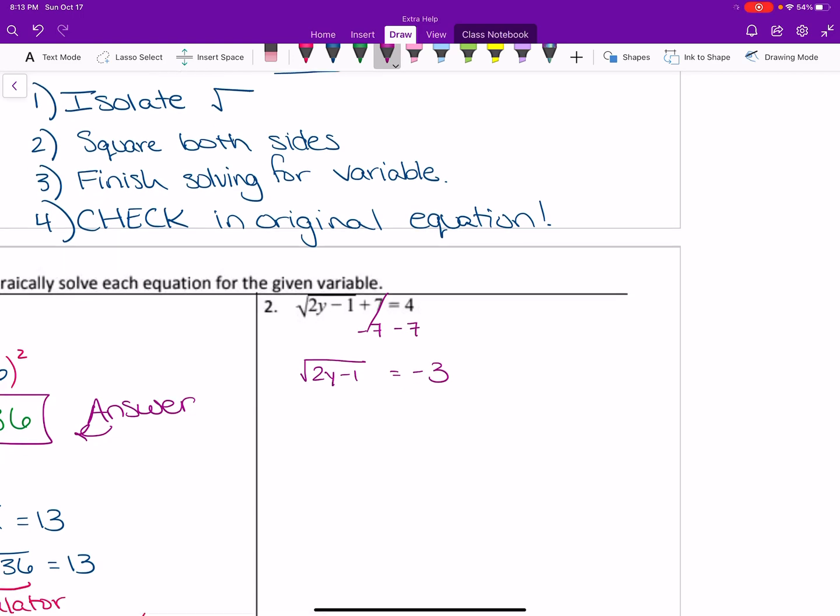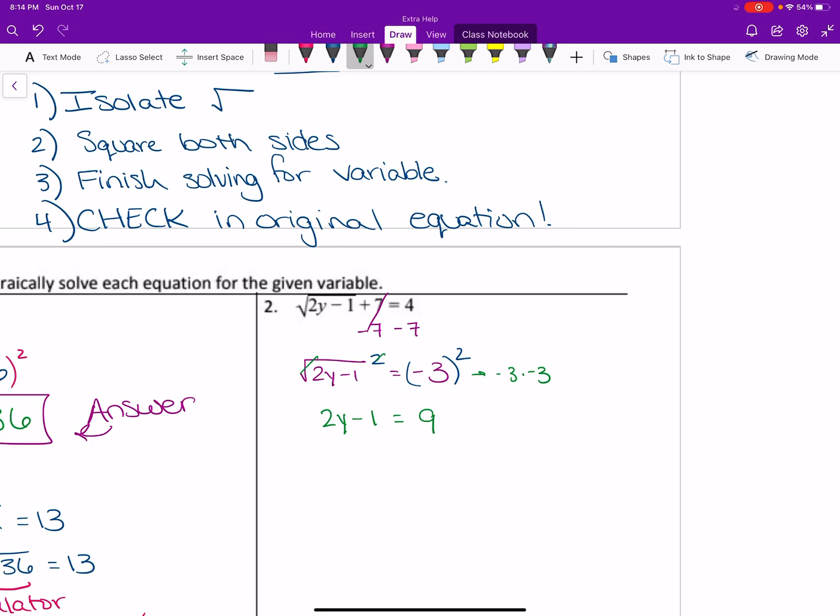Step 2 says square both sides. I want to square the left side so that the radical and squared cancel out, and the entire inside of that radical is just left on its own, 2y minus 1. But if I'm going to square the left side of an equation, I need to square the right. Make sure that you do put that negative 3 in parentheses to square it, because a negative 3 squared implies negative 3 times negative 3, which should get me positive 9.